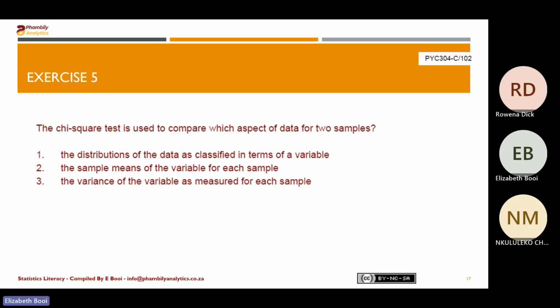The chi-square test is used to compare which aspects of the data for the two samples? Number one, does it compare the distribution of the data as classified in terms of the variable? Number two, does it compare the sample means of the variables for each sample? Number three, does it compare the sample variance of the variables as measured for each sample? 1, 2, or 3.